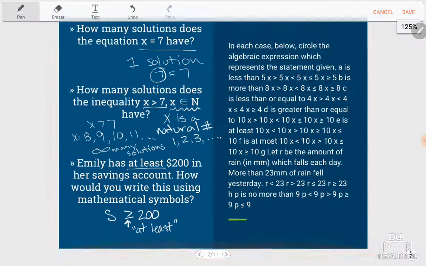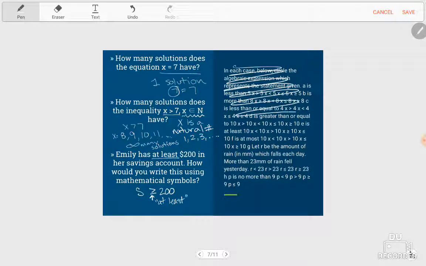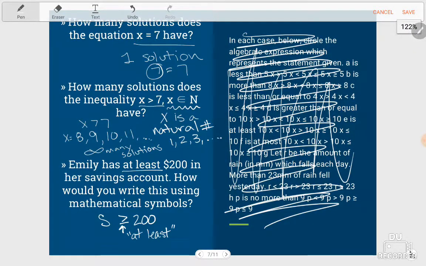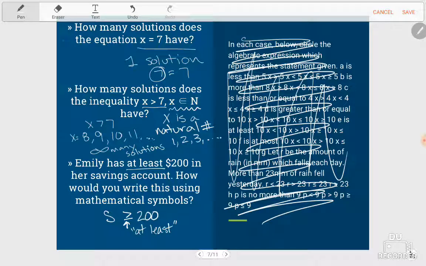Okay, so go ahead and ignore this. We're not going to worry about that. Ignore that, and if you could write these, that would be helpful. So go ahead and write these on the left. How many solutions? x equals 7. How many solutions to this? Remember, this is just what that means. And then the first part of this, Emily has at least $200 in her savings account, goes to that equation.